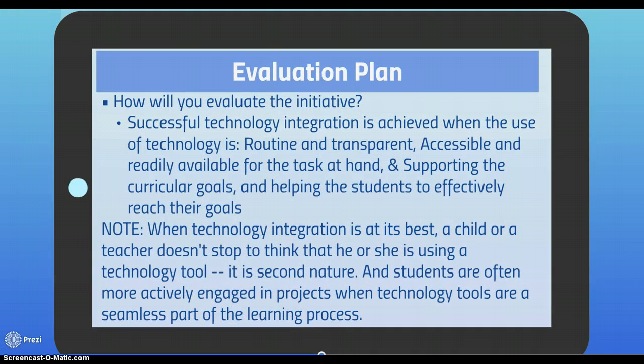Our next and final phase, which is definitely the more detailed, is the evaluation. What's the plan to evaluate? In order to evaluate this initiative, first of all, successful technology integration is only achieved when the use of technology is routine, it's transparent, it's accessible, and it's readily available for what is going on in the classroom.